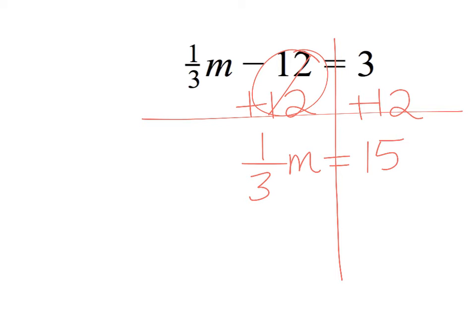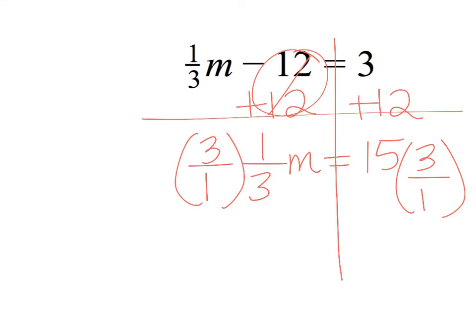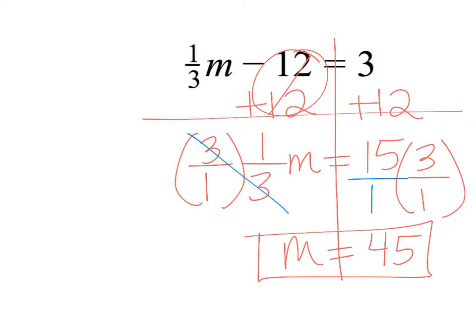Right, multiply by the flip. What do we call that thing? Ooh, reciprocal. Nice vocab. 15 is not a fraction. Put it over 1. Now if I multiply on the left, I would get 1. So I get to cross those out. I bring down m. And I multiply straight across. 15 times 3, 45. And there'll just be a 1 on the bottom. So we're good.